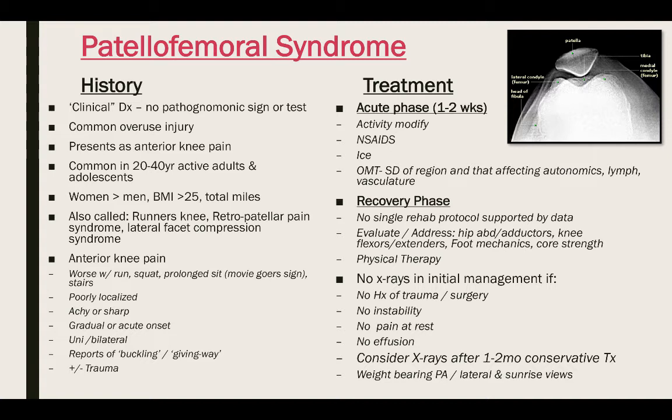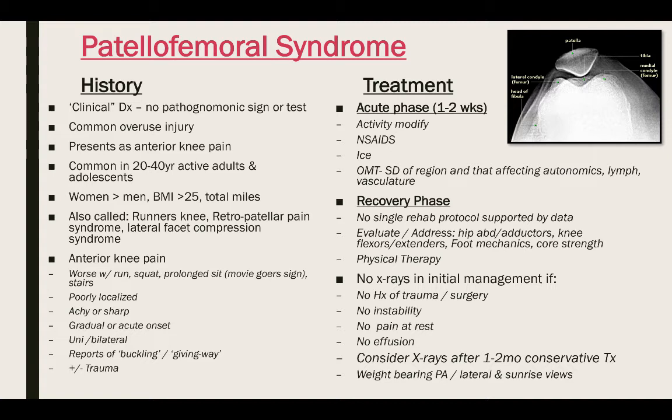And it's worse with running, squatting, or prolonged sitting, and they call that moviegoer sign. Why? Because you're putting stress right over that patella. You're compressing it directly against the femur for a long period of time. I totally have moviegoer sign all the time. I hate going to the movies because my knees hurt so bad.